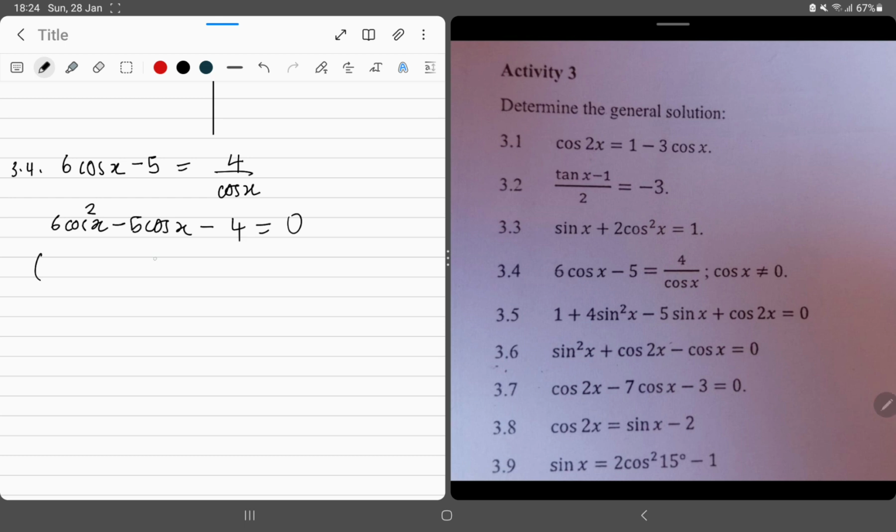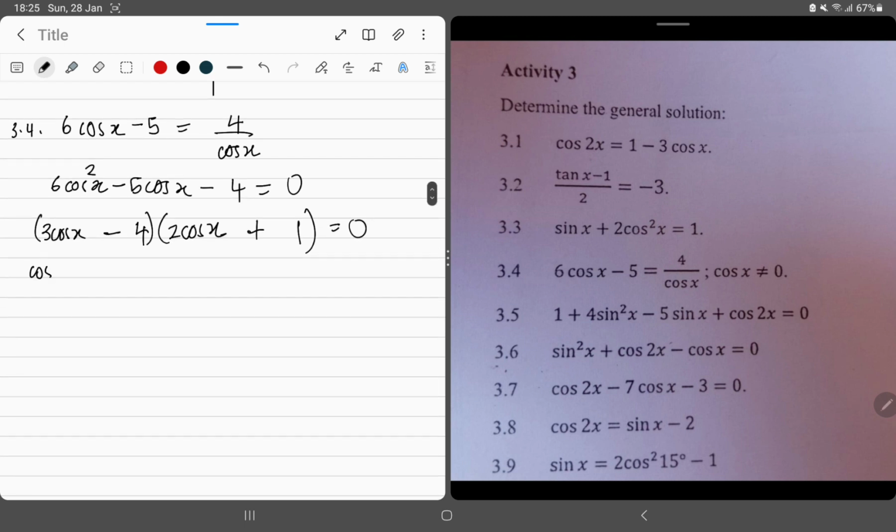So the factors are going to be 3 cos of x and then 2 cos of x. Then I'm going to have a 4 there and a 1. Okay, this part is negative, so this is positive, and that's going to be negative, which is equal to 0. So cos of x should be equal to 4 over 3, or cos of x should be equal to negative half. There's no solution here.